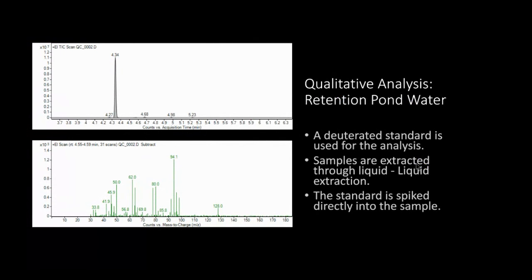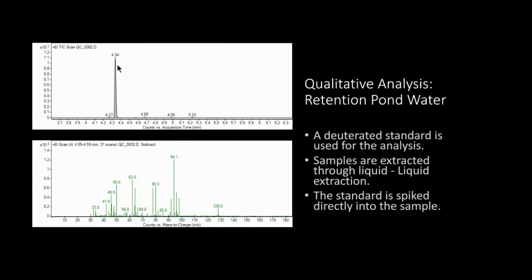These are some of the details of what we're using. So we use a deuterated standard for analysis. When you hear the word deuterated, that means you have a different isotope of hydrogen. Isotopes meaning that you have more neutrons. It's the same element, but you have more neutrons in the nucleus. And a neutron is going to make it weigh a little bit more. It's going to make it weigh 1 atomic mass unit more.